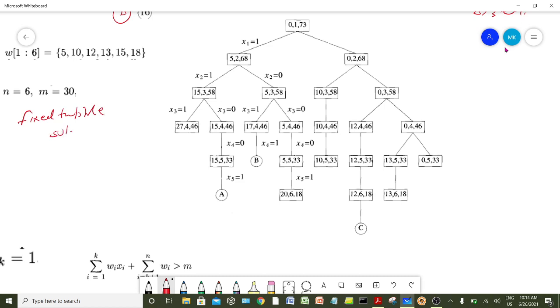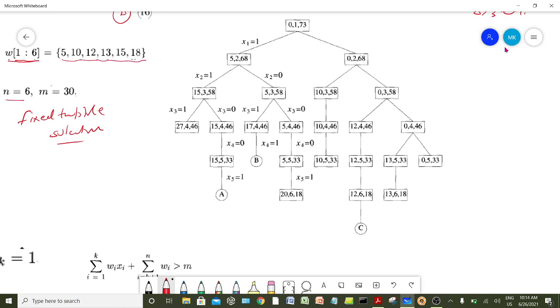So in this class we are going to consider only fixed tuple size solutions. Okay, so we are going to follow the fixed tuple size solution approach. So let us consider a problem instance, W, or you can say the set containing 6 items, and the values of these items are given.